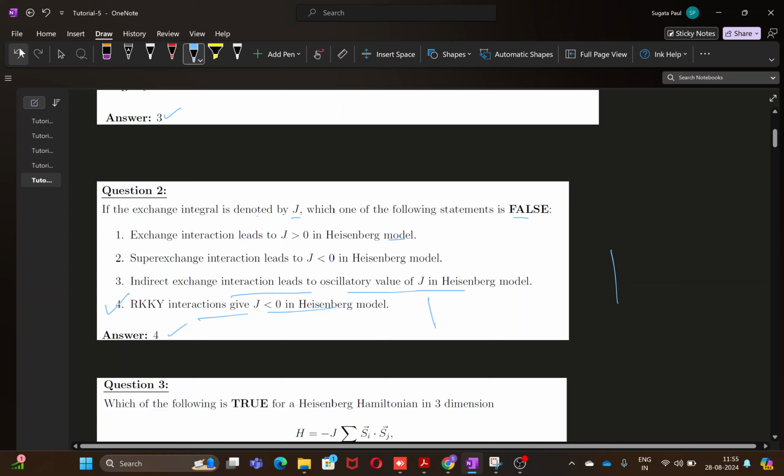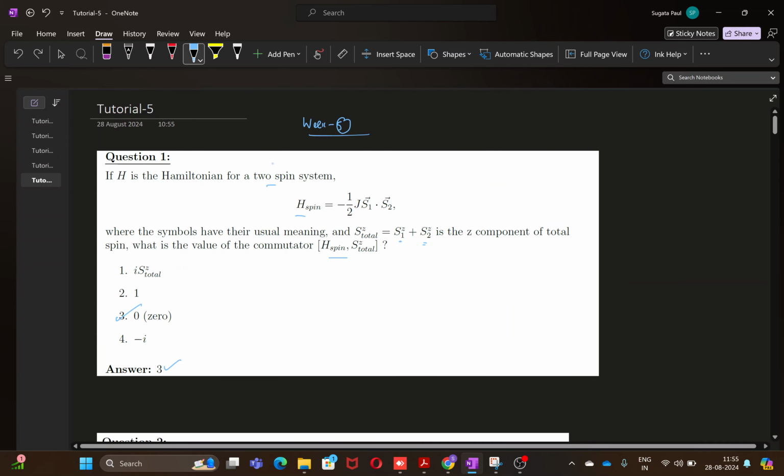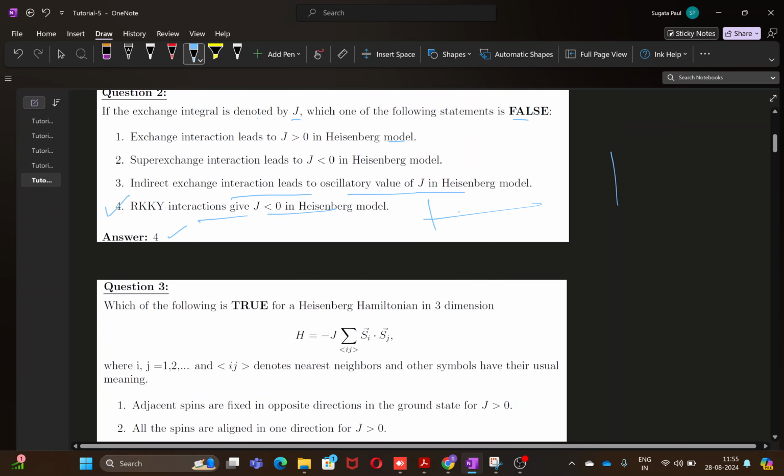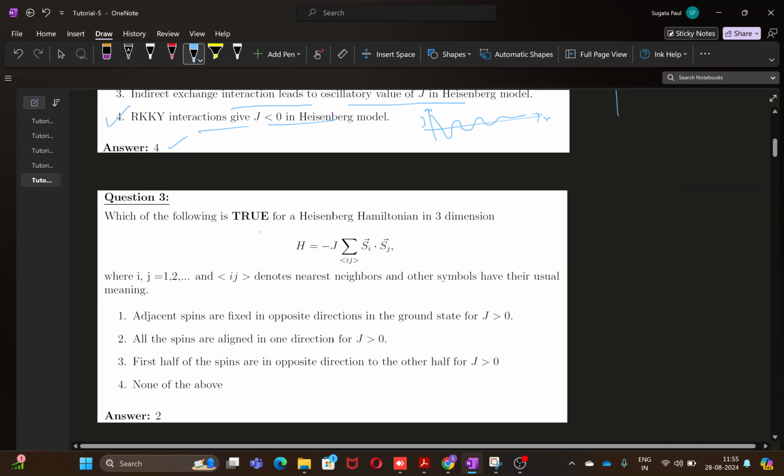So it will keep on changing sign. There will be no fixed sign, that J less than 0 or J greater than 0, but J's sign will be changing from positive to negative as we change the distance r between the two atoms.